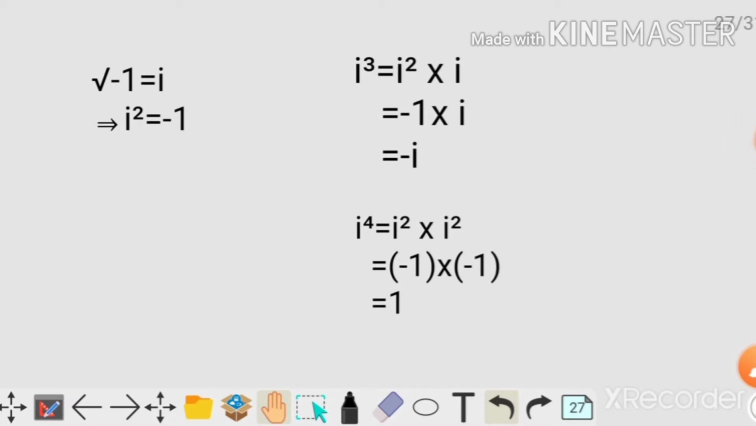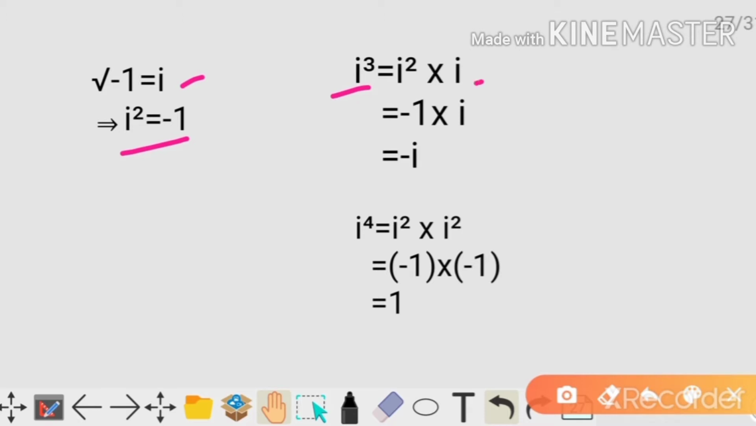So before starting the problem, let us discuss the powers of i. We know that root over minus 1 is equal to i. That means i square is equal to minus 1. Now we'll look at i cube. We can write i cube is equal to i square into i. So here i square is equal to minus 1 into i. That means the value is minus i.